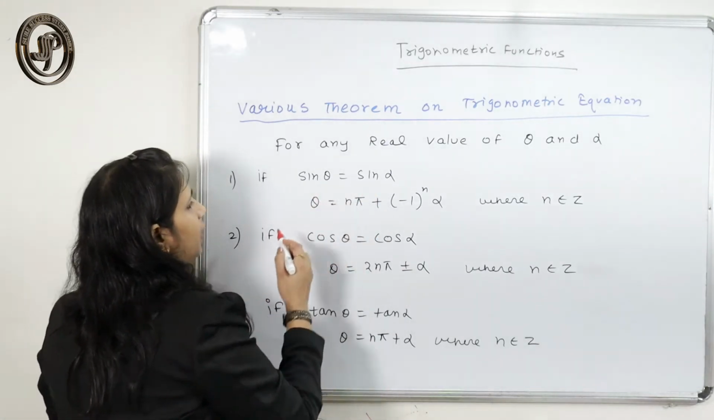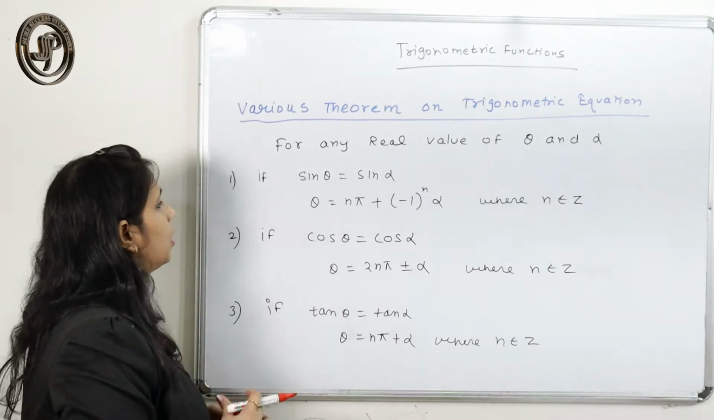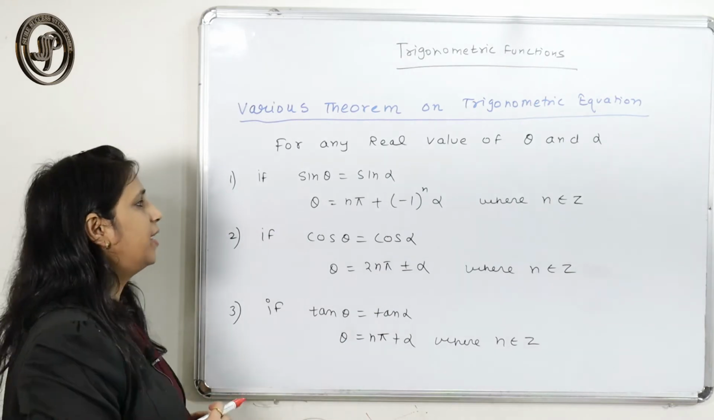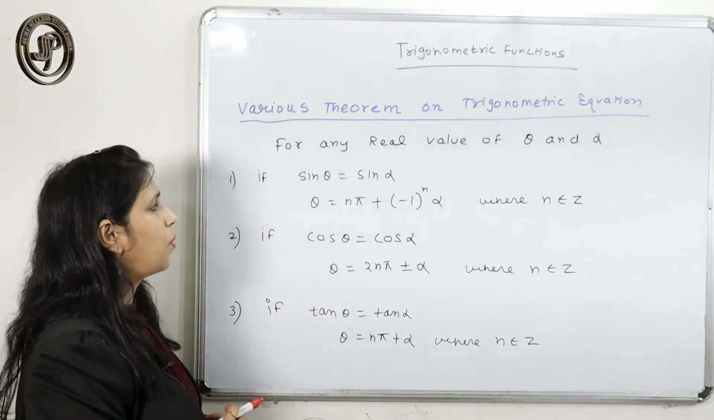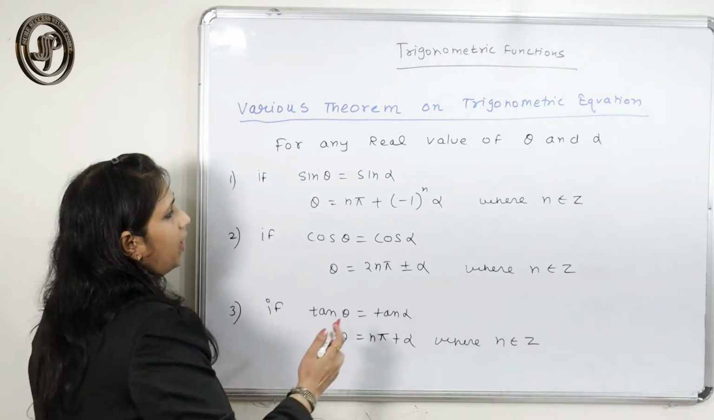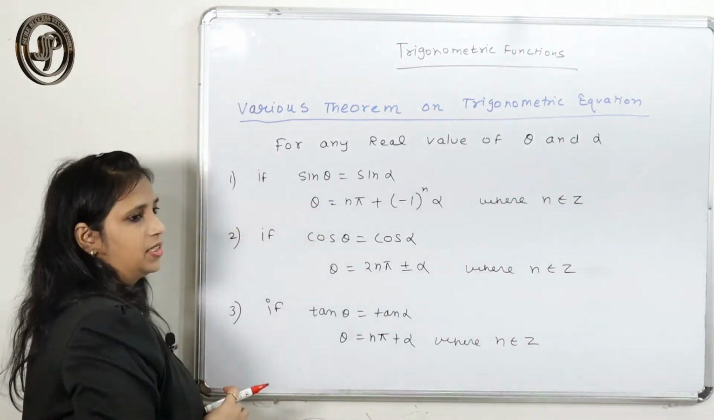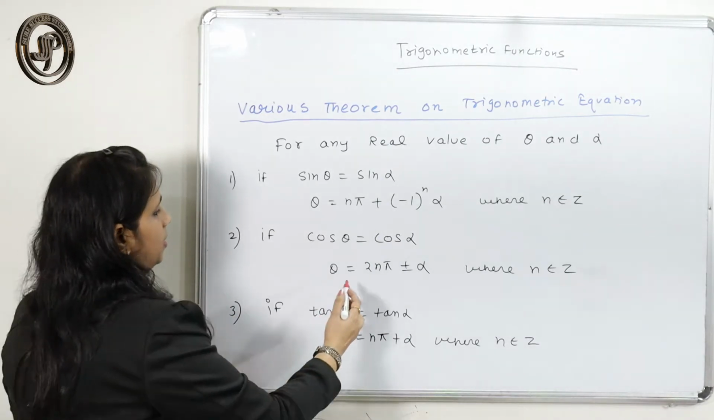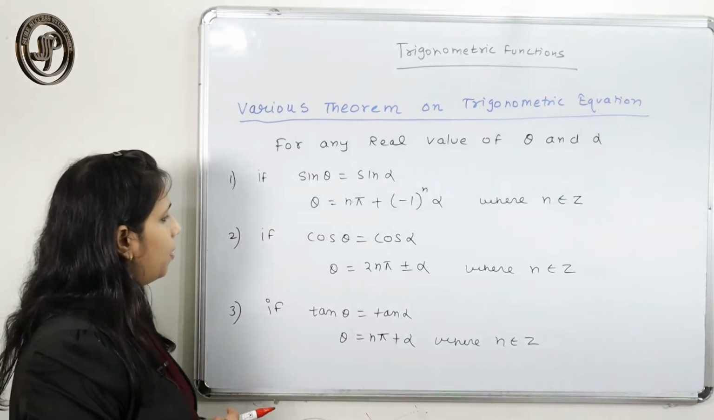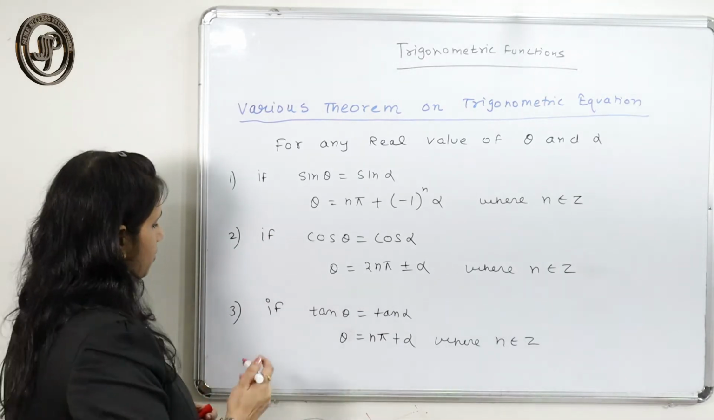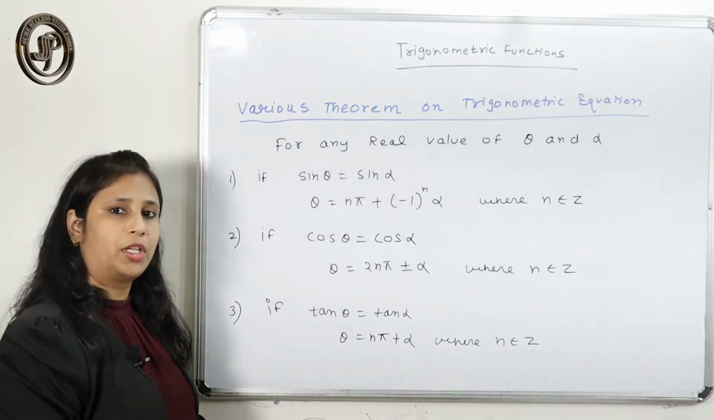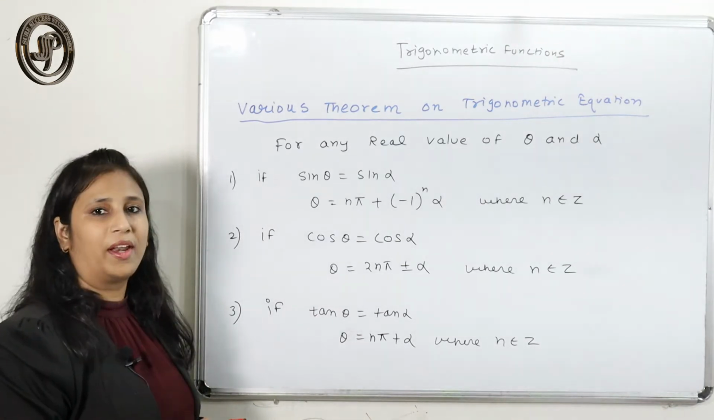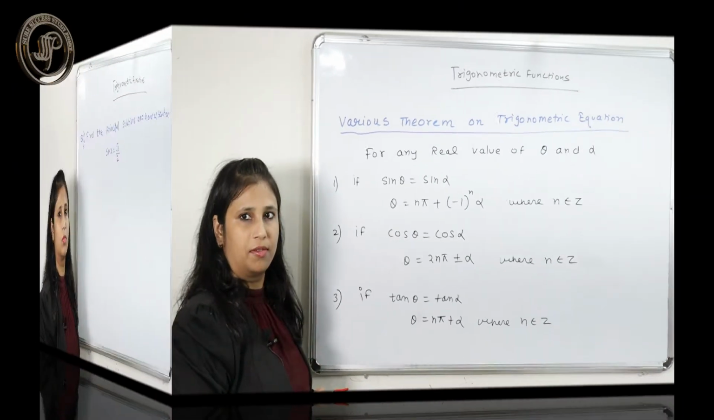If sin theta equals sin alpha, then the general solution is theta equals n pi plus minus 1 raised to power n into alpha, where n belongs to Z, the set of integers. If cos theta is equal to cos alpha, then theta is equal to 2n pi plus minus alpha. Similarly, if tan theta is equal to tan alpha, then theta is equal to n pi plus alpha, where n belongs to Z.